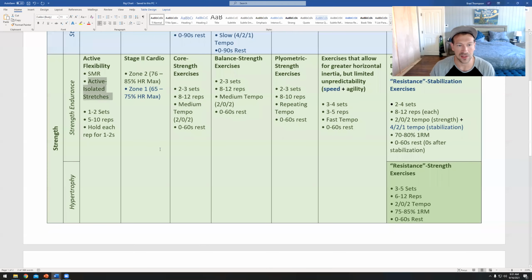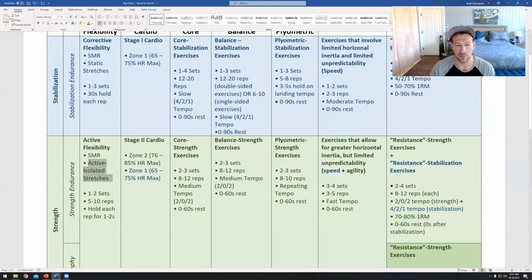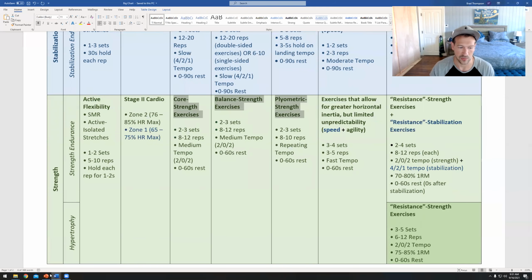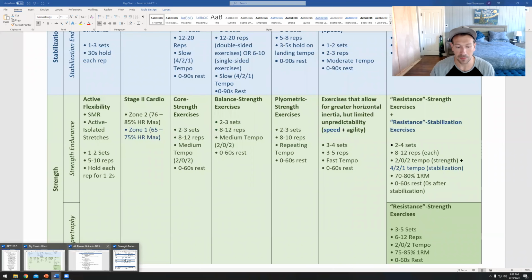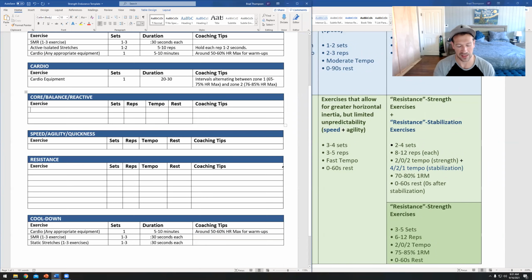Then we look at the chart here. We can see we are going to do, and there's the little blend there, we got core strength, we got balance strength, and we got plyometric strength exercises. So we go back over to our template here, and we're going to say that's core strength exercises, balance strength exercises, and reactive strength exercises there. And what are our rules?